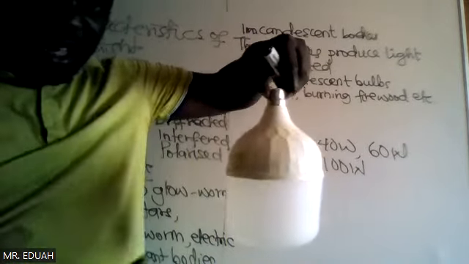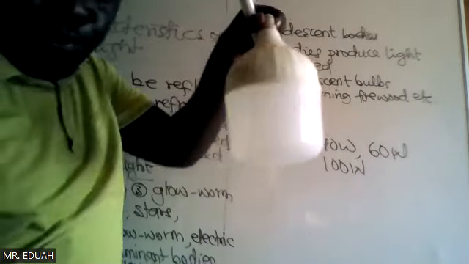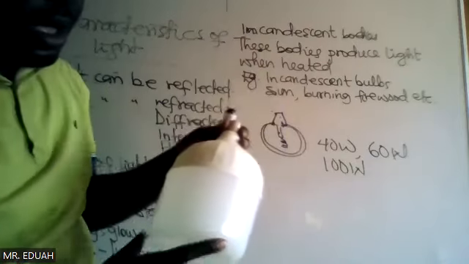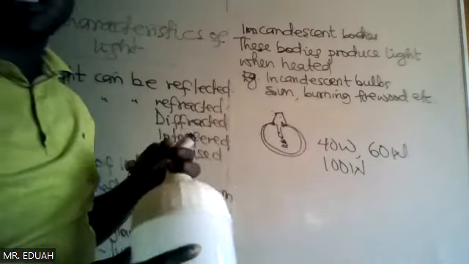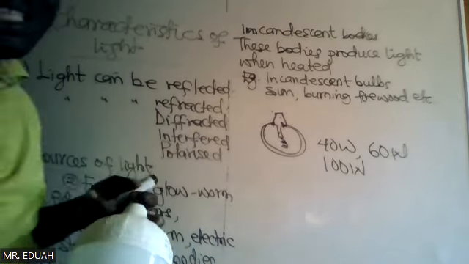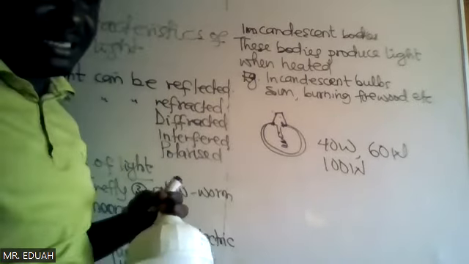Look at this bulb, very huge. And the power rating of this big bulb is 50 watts. Those days we had the incandescent bulb, which was rated 1600 watts.